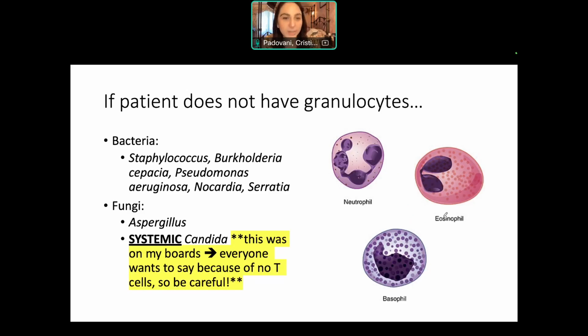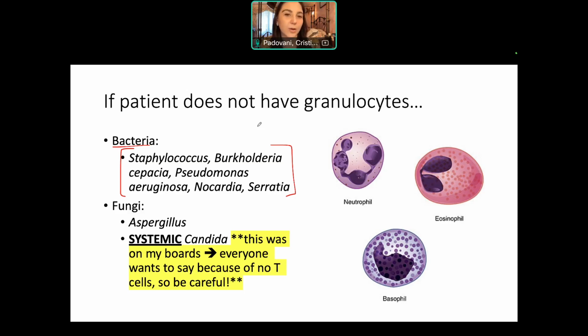If a patient does not have granulocytes, this is where you can see thriving of certain bacteria and certain fungi. So the bacteria that will thrive if you don't have granulocytes are Staph, Burkholderia cepacia, Pseudomonas, Nocardia, Serratia. What does this sound like, guys? This kind of sounds like if you have chronic granulomatous disease, right? So remember those 5 organisms you need to memorize for chronic granulomatous disease, which is a type of immunodeficiency. It's because you really need that respiratory burst that neutrophils have to get rid of those bacteria. Okay, so that's what you'll see.